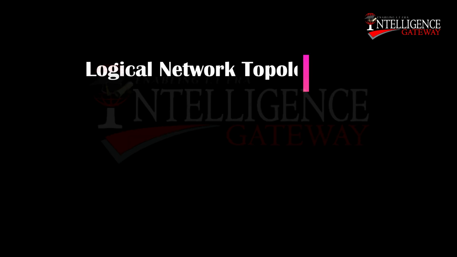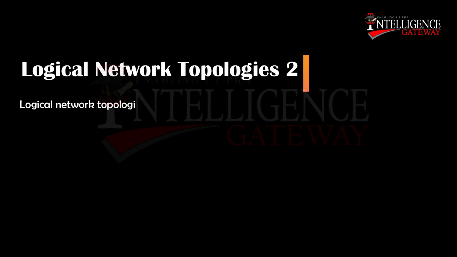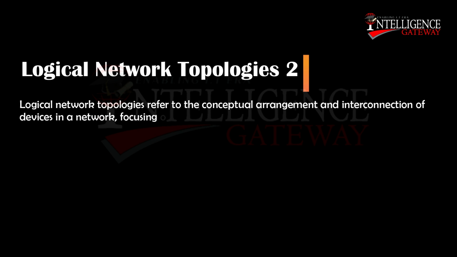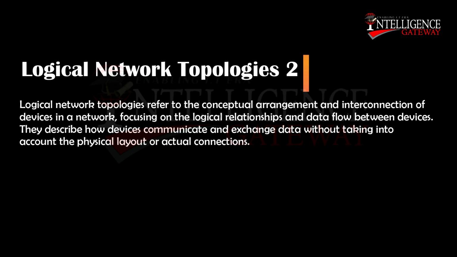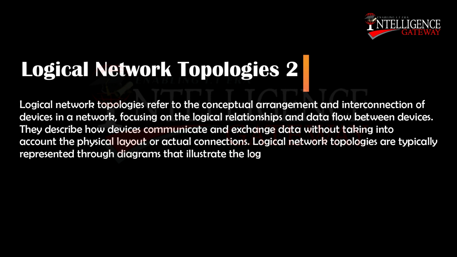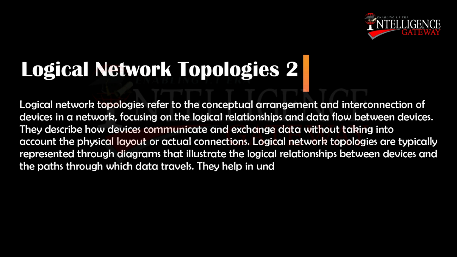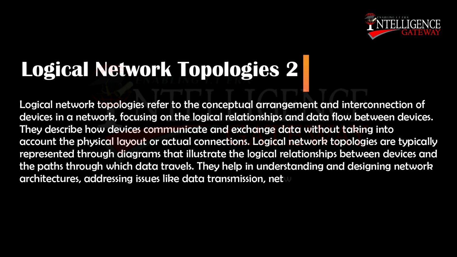Logical network topologies. Logical network topologies refer to the conceptual arrangement and interconnection of devices in a network, focusing on the logical relationships and data flow between devices. They describe how devices communicate and exchange data without taking into account the physical layout or actual connections. Logical network topologies are typically represented through diagrams that illustrate the logical relationships between devices and the paths through which data travels. They help in understanding and designing network architectures, addressing issues like data transmission, network efficiency, fault tolerance, and scalability.